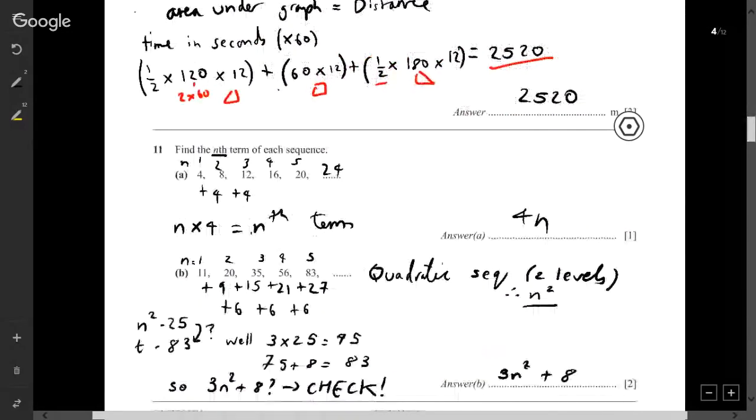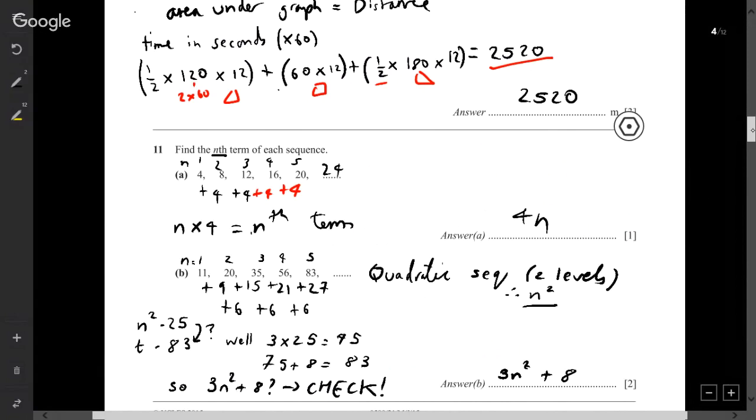Number 11. Okay, sequences. Find the nth term of each sequence. So, first of all, what I've just done is I put the terms at the top, 1, 2, 3, 4, 5. And then below, I've put the gap in between each term. So 4 to 8 plus 4, 8 to 12 plus 4, 12 to 16 also plus 4, and you can see that is also plus 4 as well. So all we know is that it is n times 4. So the nth term is just 4n.